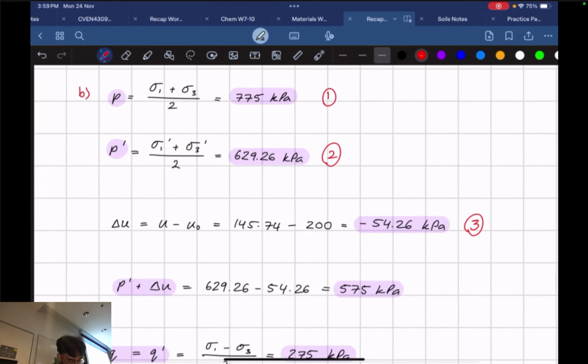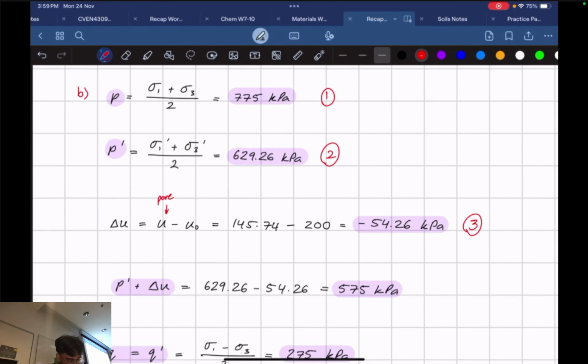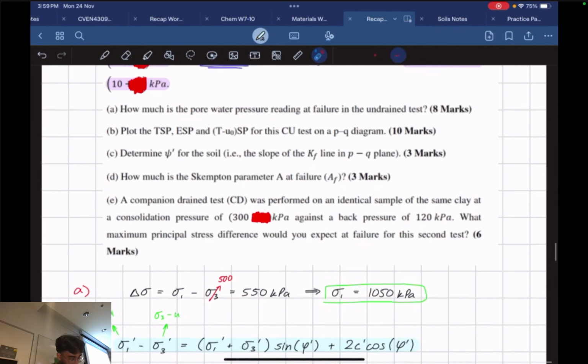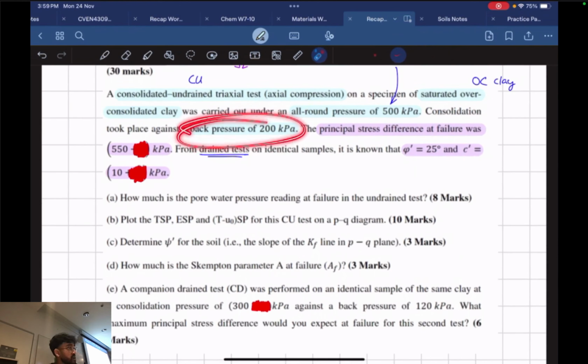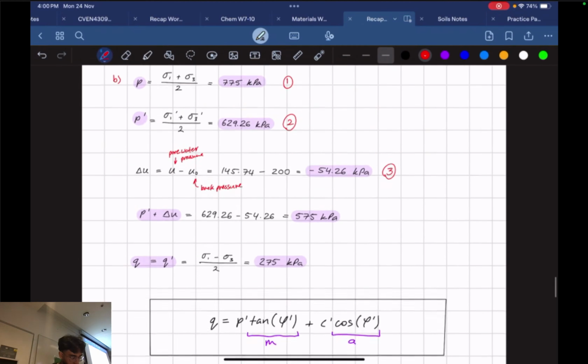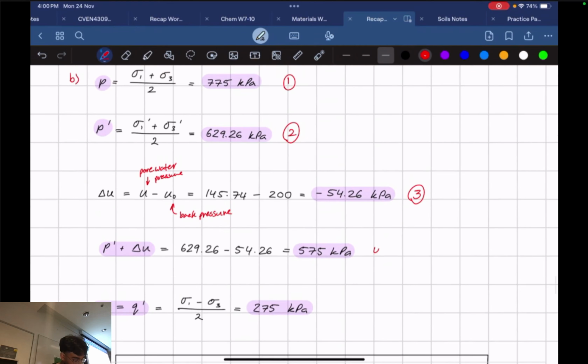So pore water pressure, which we actually found in part A, and this is your back pressure. What is back pressure? I cannot tell you, but it is somewhere here. Back pressure of 200 kPa. And then the next one you're going to need is P plus delta U. So you change in pore water pressure. And then finally, you're going to need Q.